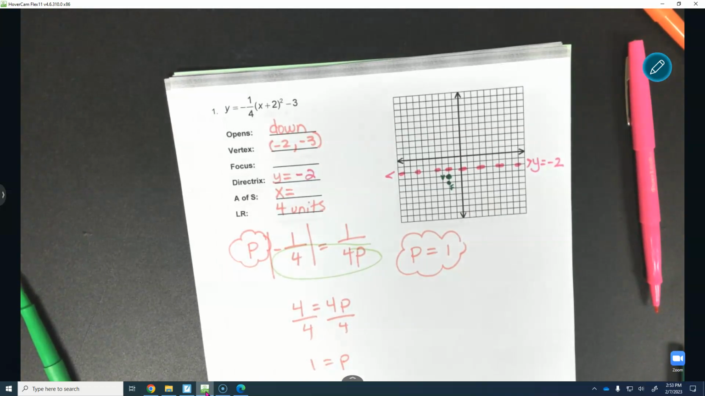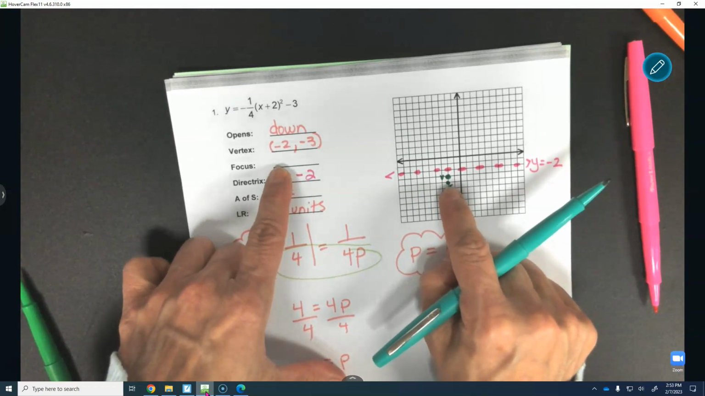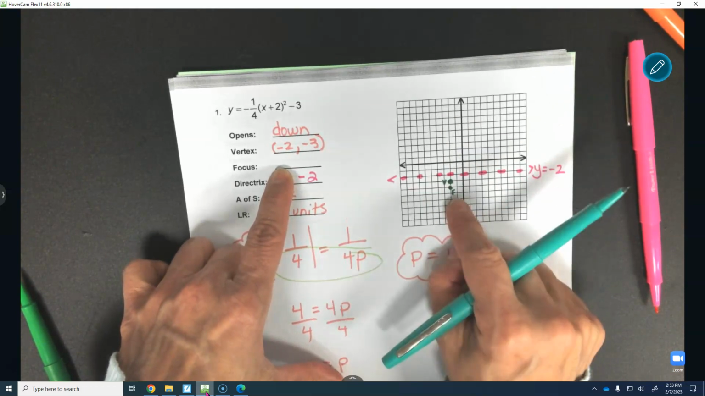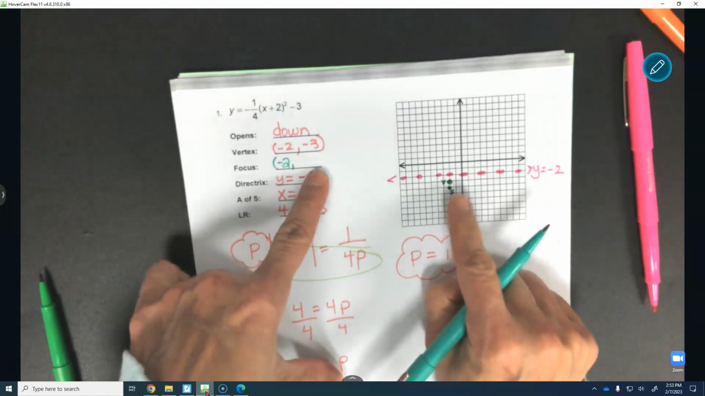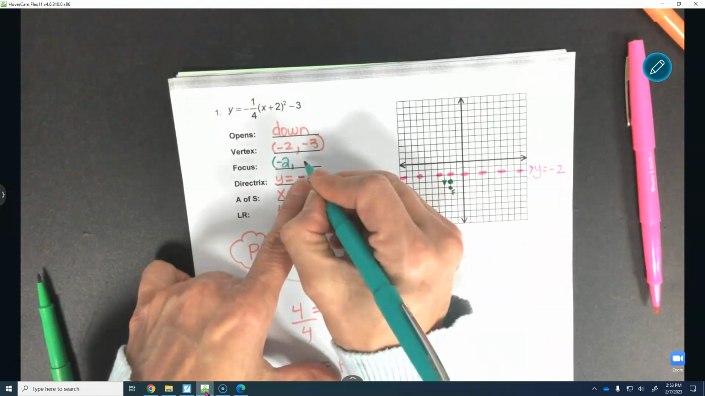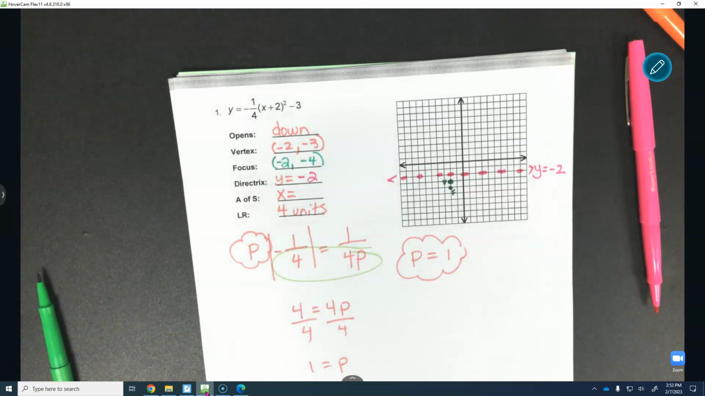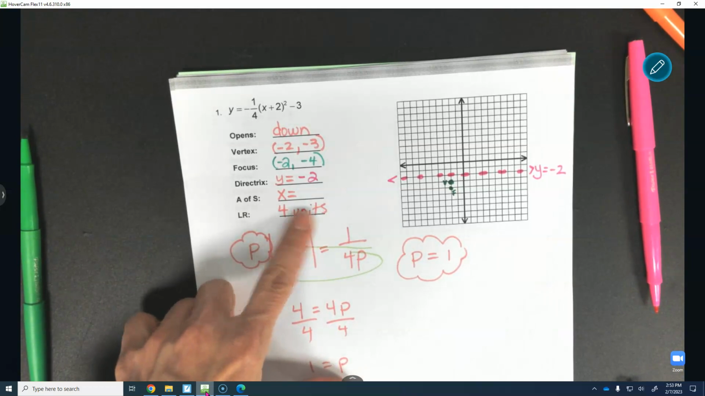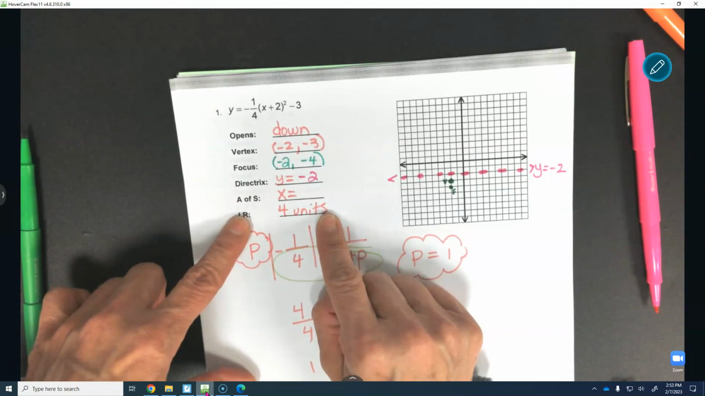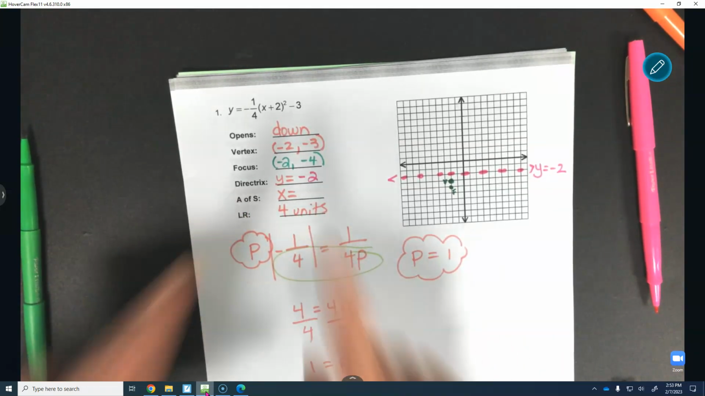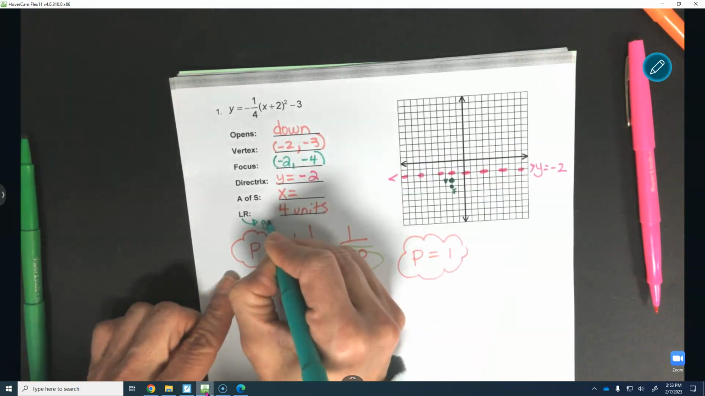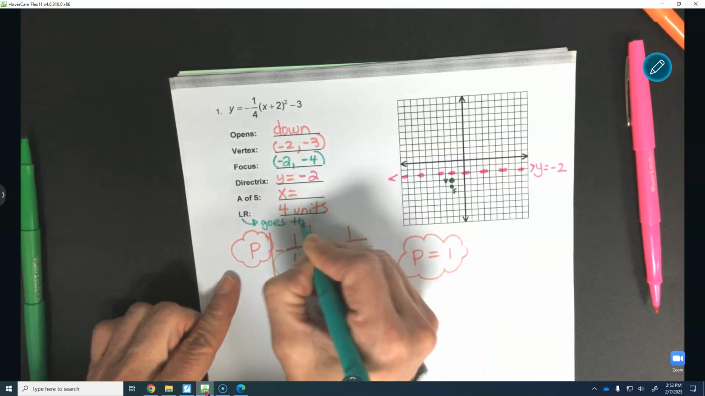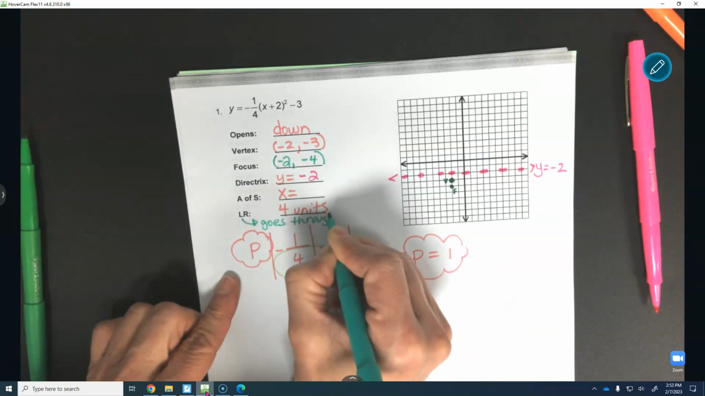Now let's talk about the focus. So the ordered pair for that focus, notice it's still in line with my h value. So that -2 is not going to change, but it went one place down, so the focus is at -4. Now, to draw the parabola, we are going to use this actual official width of the parabola, 4 units. Now remember, this always goes through the focus.